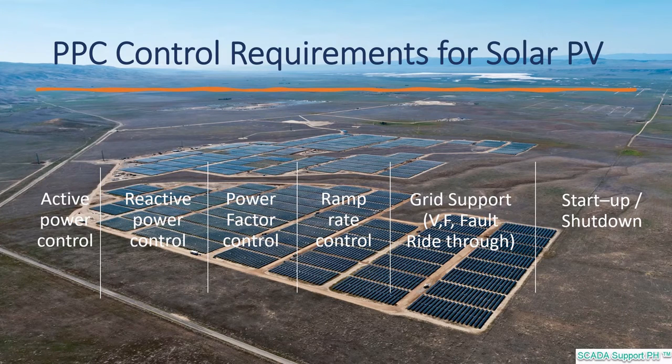The typical control requirements for a PPC are anything involving production in terms of kilowatts and kilovars. Those are active and reactive power. These are active power, reactive power control, power factor, ramp rate, and those grid support requirements like voltage control, grid frequency support control, fault ride-through capability. The PPC must be able to support the power plant's startup and shutdown.